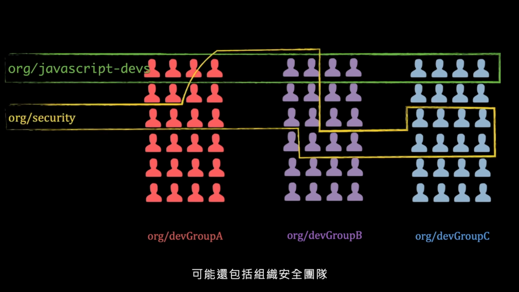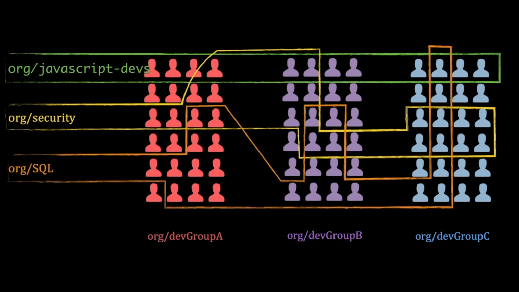You might also have an organizational security team. So these are the folks that within these teams are focused on application security, or they're focused on compliance, or whatever that project might be. You want to be able to connect those folks across the organization as well. You might also have folks who are interested in SQL, so thinking about database best practices.